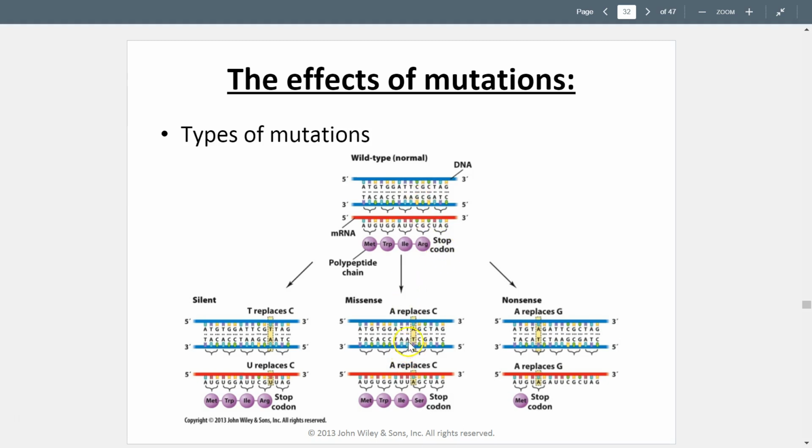So here on this next one, an A gets replaced with a C, and it's at the first position. So instead of arginine being put there, it's serine. So we call this a missense mutation. Again, it's really going to depend on the organism if that last amino acid being changed is going to make a difference or not, right? What kind of effect that's going to have on the cell. But as far as the mutation goes, we call this a missense mutation because a different amino acid got put there.